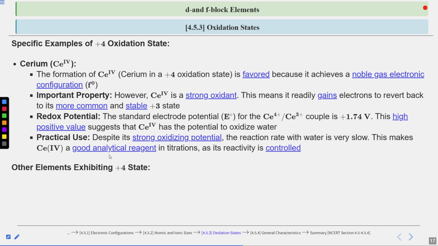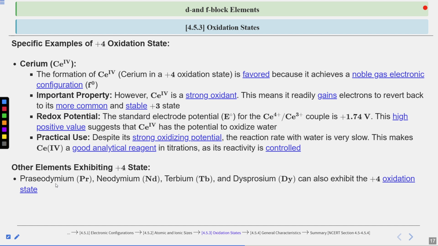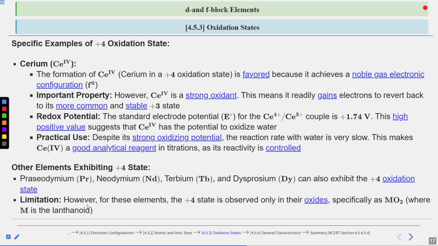The other elements which exhibit the +4 state are praseodymium, that is Pr, neodymium, terbium, and dysprosium. They also exhibit the +4 oxidation state. Now what is the limitation? For these elements, the +4 state is observed only in their oxides, specifically as MO2, where M represents a lanthanoid.